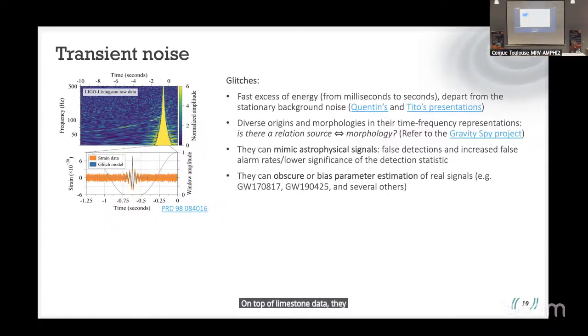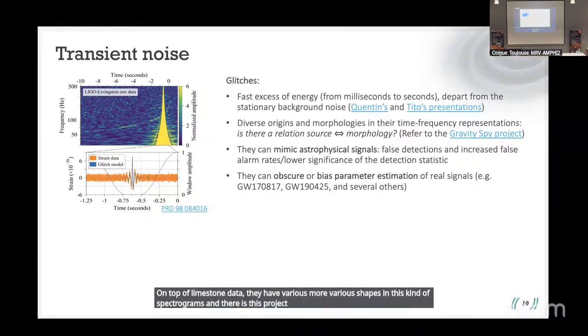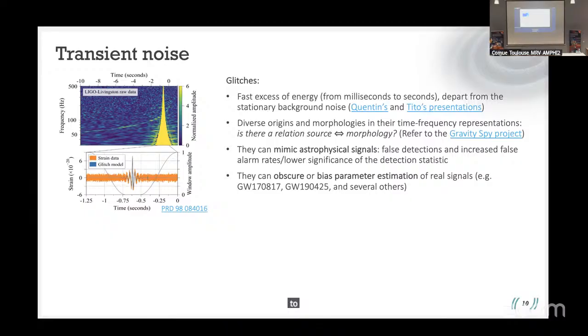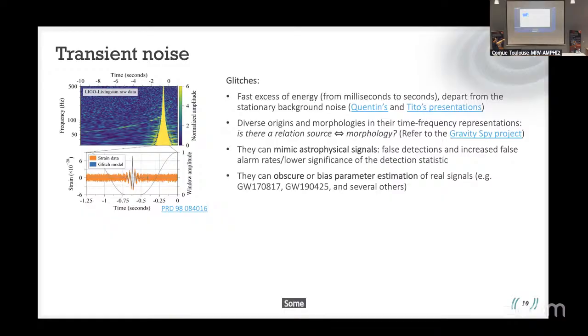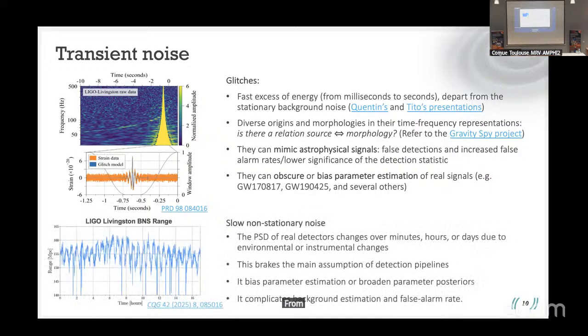They have various shapes in these kinds of spectrograms. And there is this project called Gravity Spy, which tries to relate the shape of this excess noise in the spectrogram to potential sources. This citizen science project, Gravity Spy, asks people to classify excess noise based on its shape, trying to find a connection with its sources. Some notable glitches obscuring a BNS signal are this one, and also this one from GWTC-2 probably, from O3 in any case.